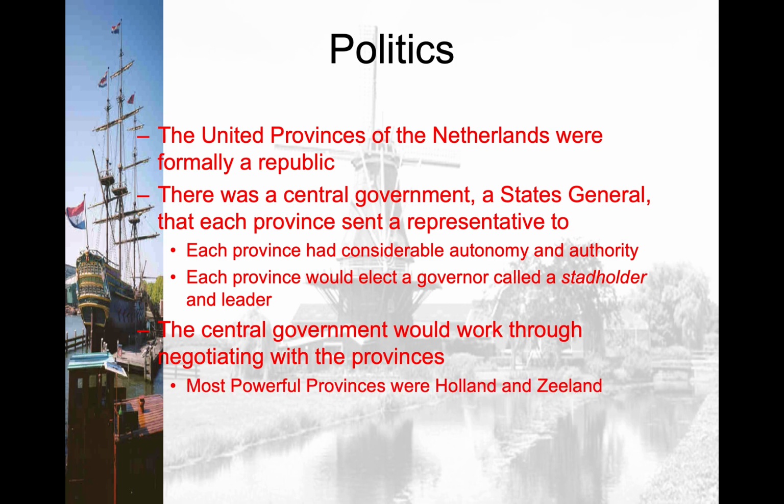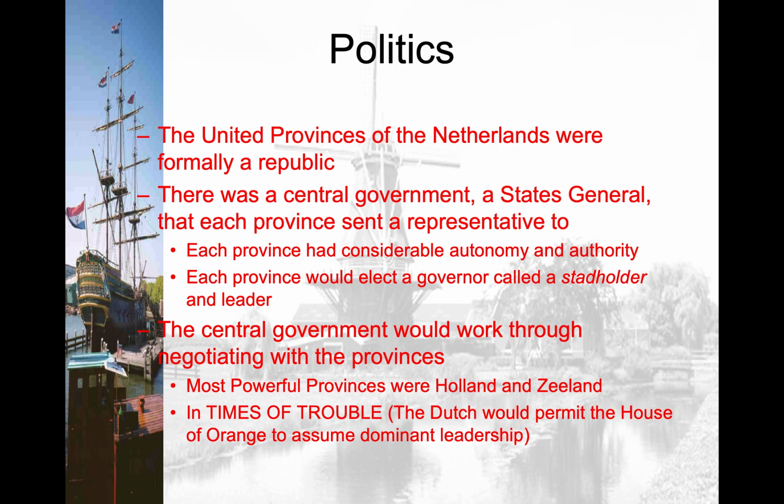All right. The most powerful provinces within the Netherlands, ladies and gentlemen, were Holland and Zeeland. All right. But something important to understand is that when the Netherlands had stressful times, or when they were threatened, they would, and we've talked about this before, the Dutch would permit the House of Orange, and we talked about in chapter 4, William of Orange, who belonged to this house, to assume a dominant leadership within the government. And we'll see that the Netherlands are going to put a lot of faith within this family, who are going to be really important for keeping the stability of the Netherlands and keeping the Netherlands safe.